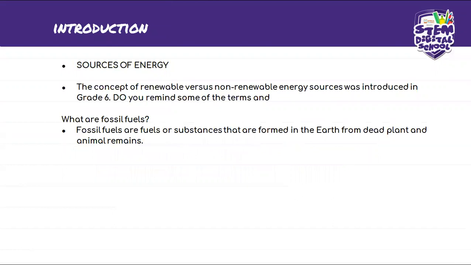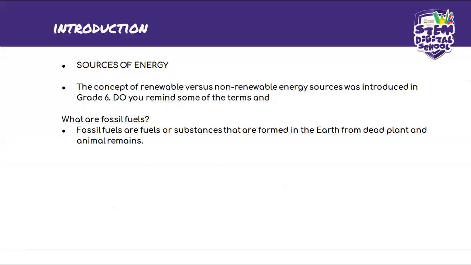This topic is not a new topic. As you remember very well, in grade 6 you were introduced to sources of energy, and the concept of renewable and non-renewable sources of energy was introduced to you in grade 6. Do you still remember any of the terms that you did? What were you told about fossil fuels, or what is a fossil fuel? All right, if you remember well, this was the definition: fossil fuels are fuels or substances that are formed in the earth from dead plants and animal remains. I hope you do remember that.